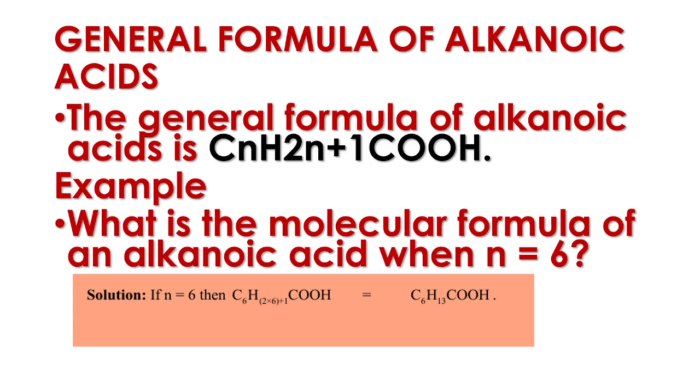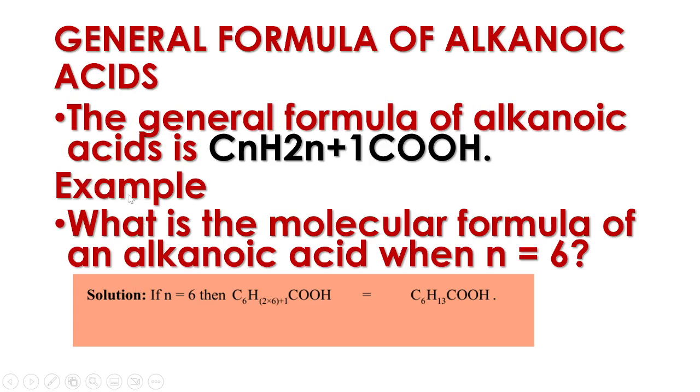Now let's look into the general formula of organic acids. The general formula for organic acids is CnH2n+1COOH, with COOH as the functional group, where n is the number of carbons. If it's methanoic acid, you put 1. If it's ethanoic acid, you put 2. Where there is n, you put 2. It's just a matter of substituting: 2 times 2 plus 1 gives 5.